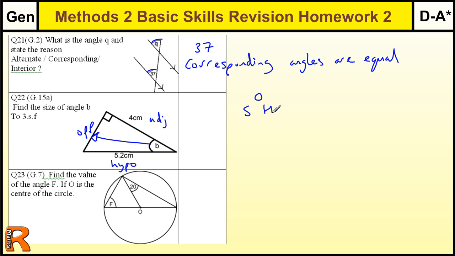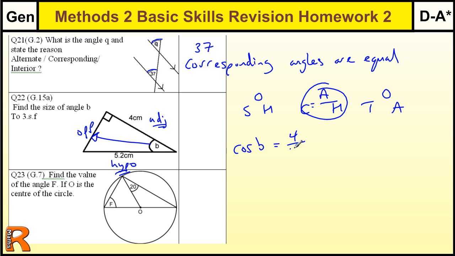Write out the formulas for the sine: opposite over the hypotenuse. We are using the adjacent and the hypotenuse, which is going to be this formula, and we're trying to find the angle of cos. So we're looking at the cos being adjacent over the hypotenuse. The cos of the angle B equals the adjacent side, which is 4, over the hypotenuse, which is 5.2.